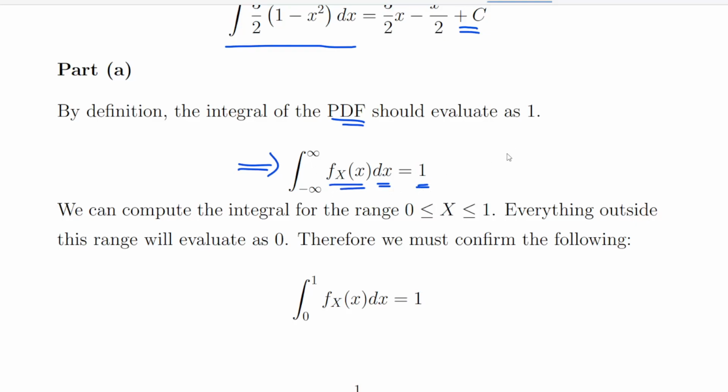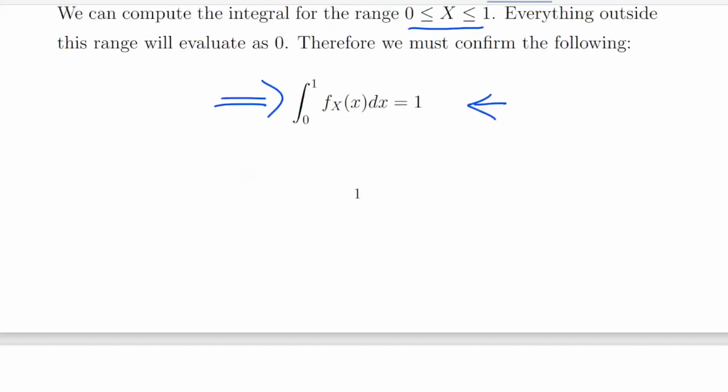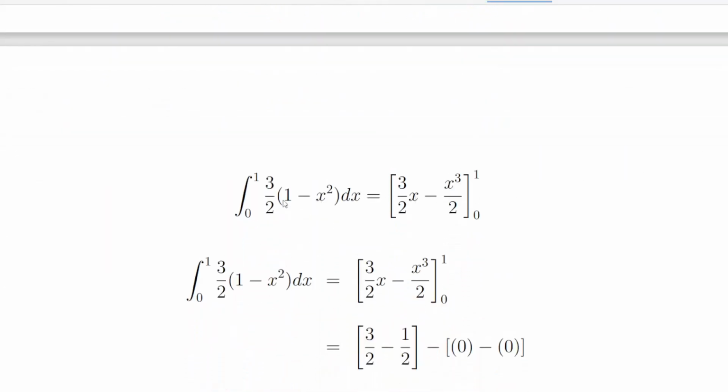Now, as I said, we can compute the integral for the range of values from 0 to 1, because everything outside that range will evaluate to 0. So essentially we can just replace this expression here with this. And all we have to do is confirm that. Previously we worked out that indefinite integral, so what we have to do is evaluate it from 0 to 1 as a definite integral.